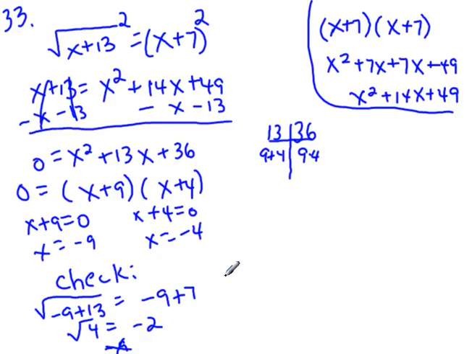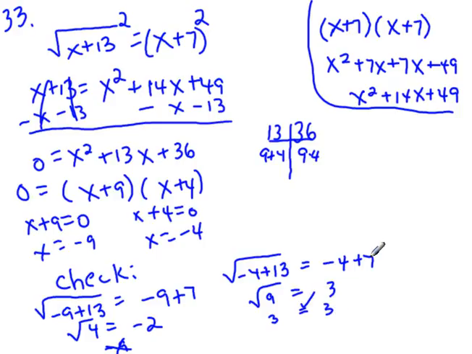So now I'm going to check negative 4. When I plug in negative 4, I have the square root of negative 4 plus 13 equals negative 4 plus 7. Negative 4 plus 13 is 9. The square root of 9 is 3. Negative 4 plus 7 is 3. That does check. So that answer is correct, and my solution is x equals negative 4, because that one checks. There you go.